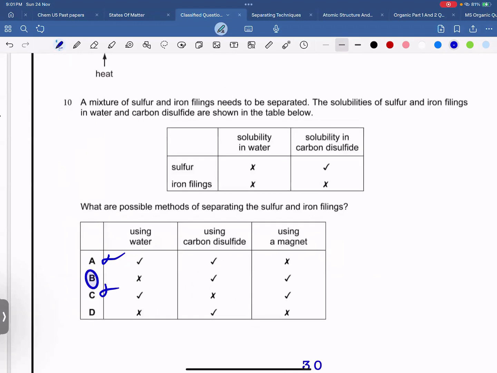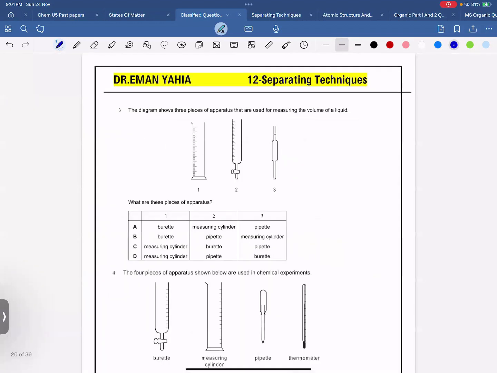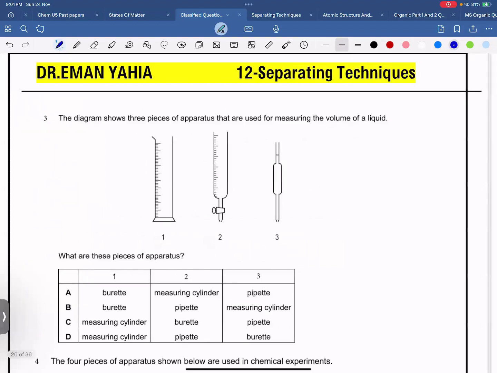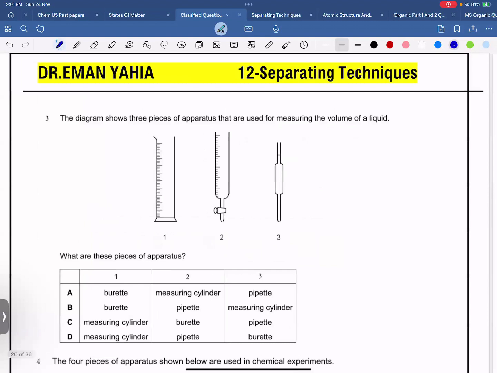Then the diagram shows three pieces of apparatus that are used for measuring volume. What are these pieces of apparatus? So number one is correct, A and B exclude measuring cylinder, so C or D. And then number two is going to be burette. So the answer will be C, and the pipette is 3.